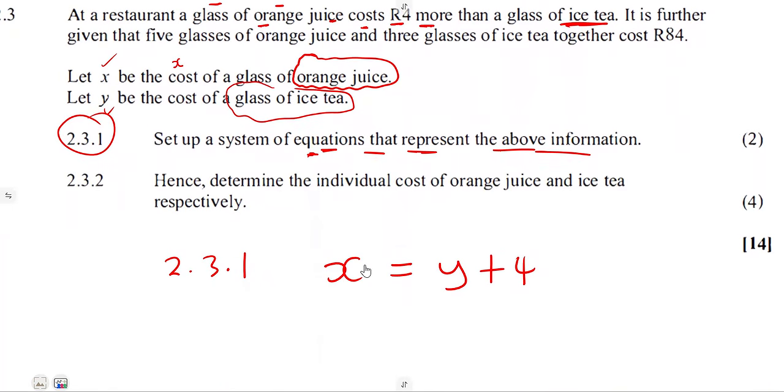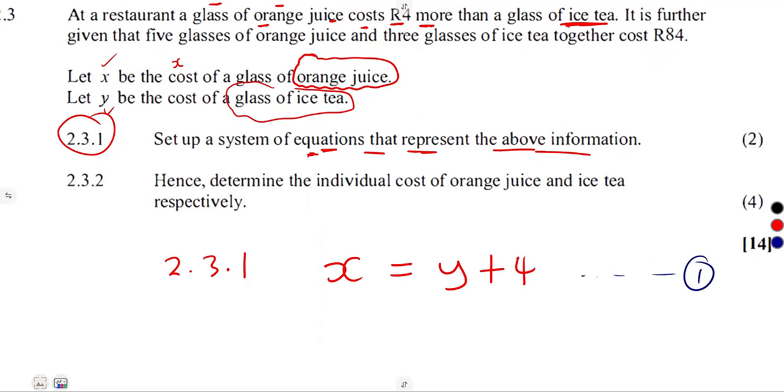All right. So x must be equal to y plus 4 for these two to be equal. That is the only way. Or we can have it like I said, x minus 4 is equal to y. That's another way actually. So that's our first equation.